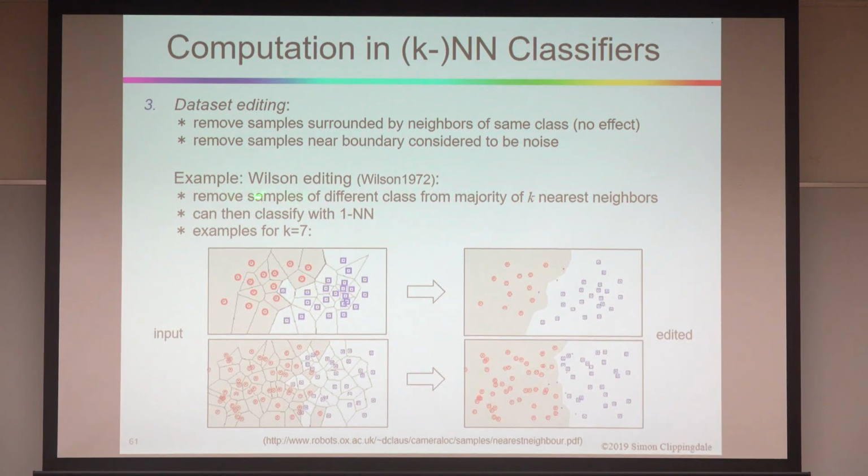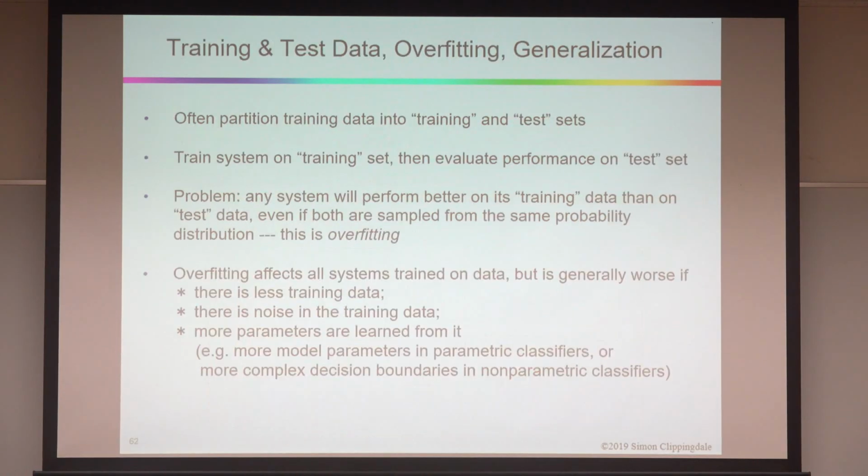Another is Wilson editing. This involves removing samples of a different class from the majority of their k nearest neighbors. In this case, we've got some blue samples here surrounded by a majority of red. So those 2 points there can be ignored if we assume that they're likely to be noise. And then you can get the same result by using a single nearest neighbor classifier on this. Okay, so that's that.